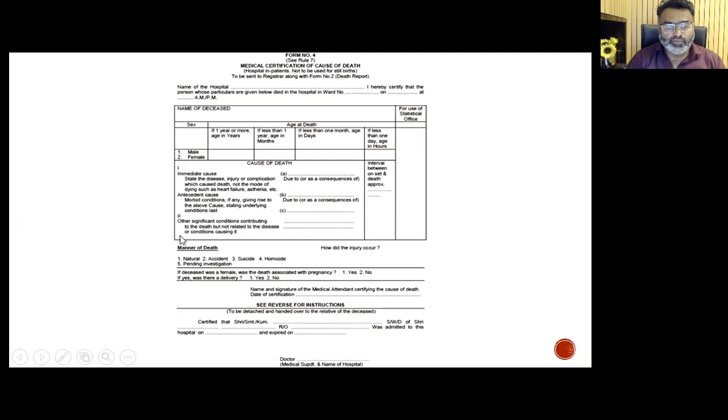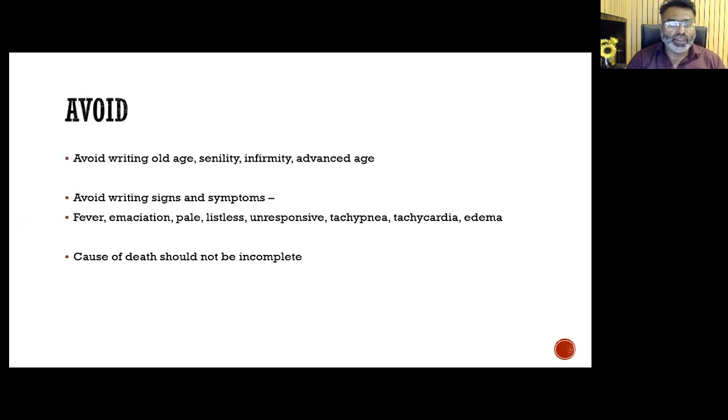So part 1 and part 2. Part 1, immediate cause, intermediate cause, underlying cause, and the significant conditions contributing to death. On top part, we have name of the hospital, then died in which ward number, on what date, at what time, name of the deceased, then the gender and age in details. Less than 1 year or more than that, we need to write specifically. So this is how we fill the form.